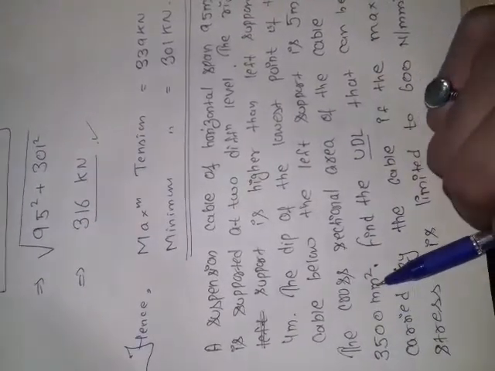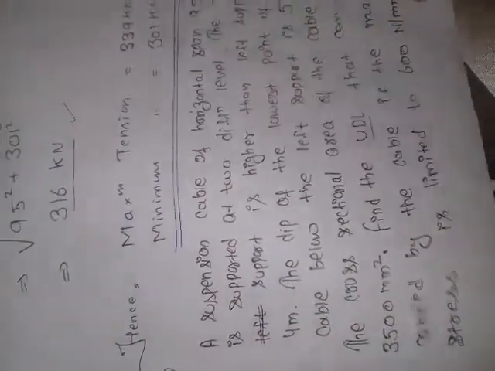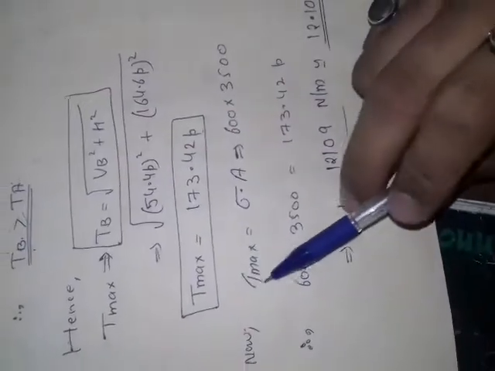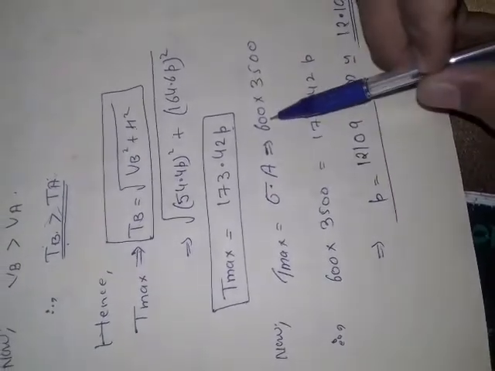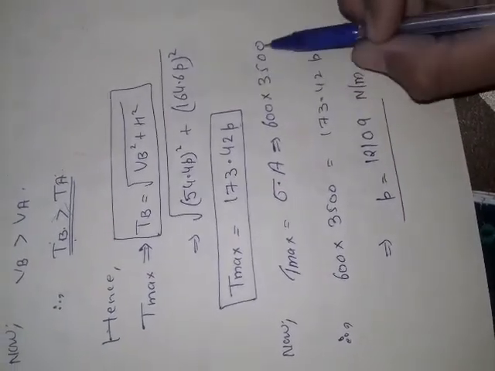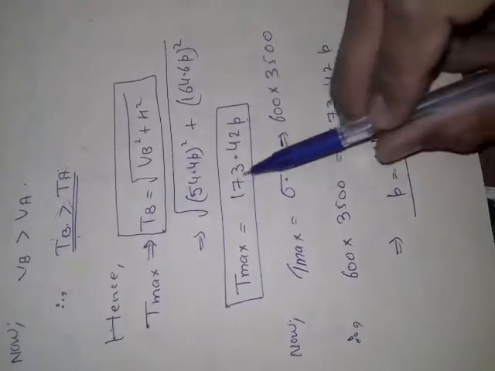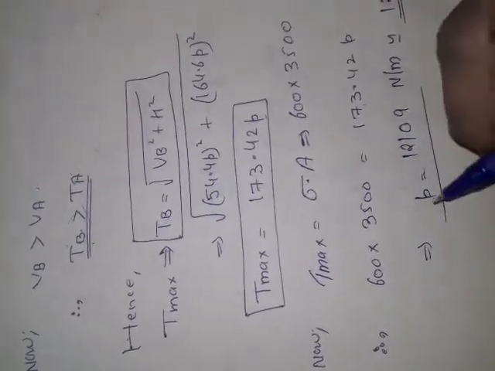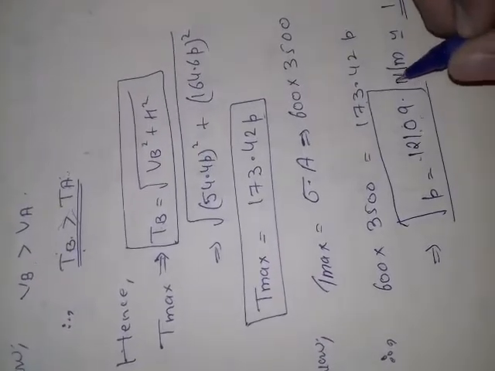Now in the question the stress is given. The maximum stress is limited to 600 Newton per millimeter square and the cable area is 3500 millimeter square. Stress is a function of tension, and tension is stress multiplied by area. So T max is equal to stress multiplied by area: 600 multiplied by 3500 is equal to 173.42 P. From here P is calculated as 12109 Newton per meter.